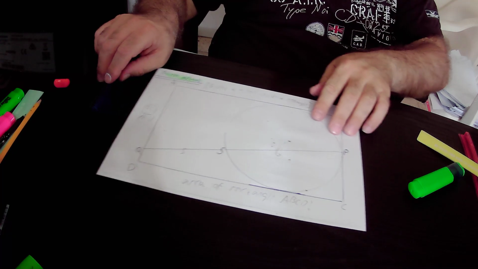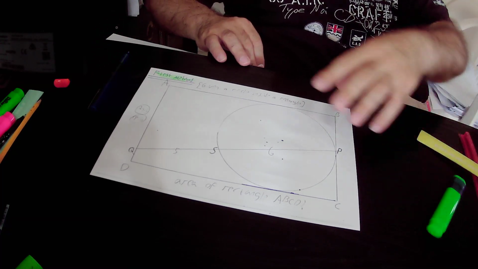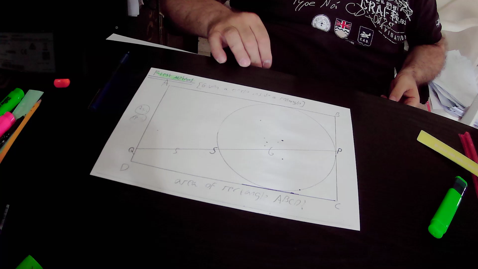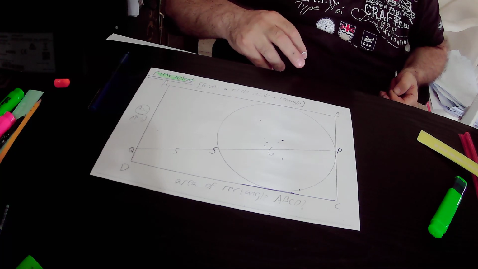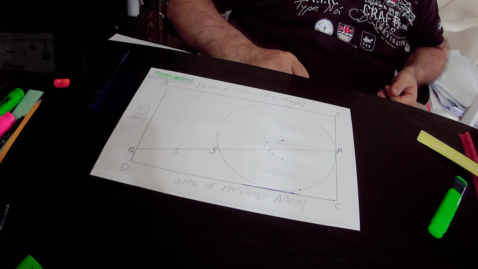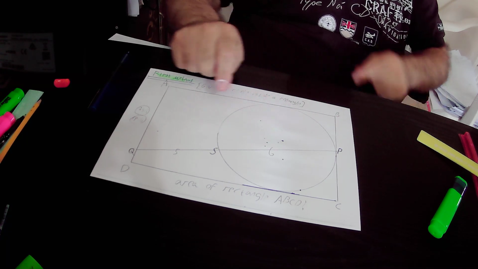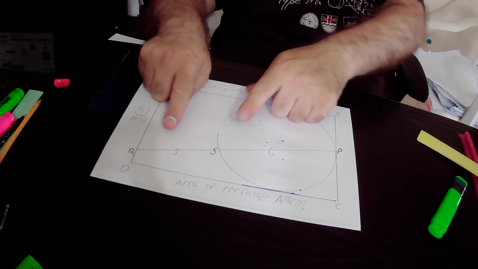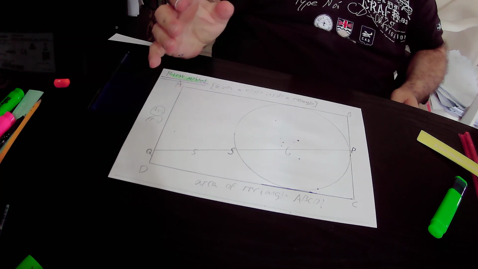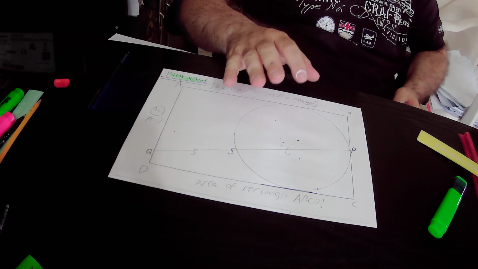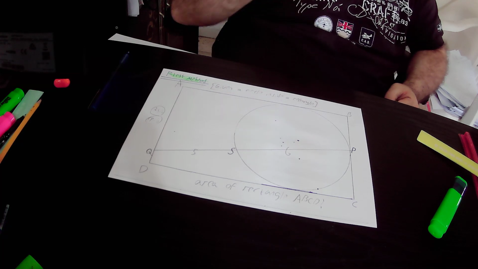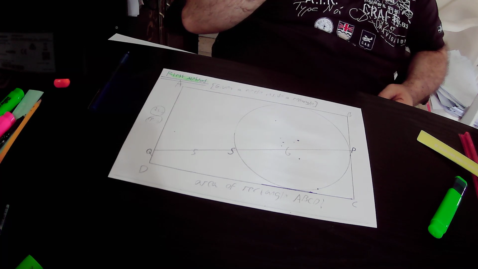So in the drawing we have rectangle ABCD. Inside rectangle ABCD we have a circle that is described by the rectangle. Chord PS equals 6 units. Line segment SQ equals 5 units. And our mission is to find the area of this rectangle ABCD. So we start with the first method.